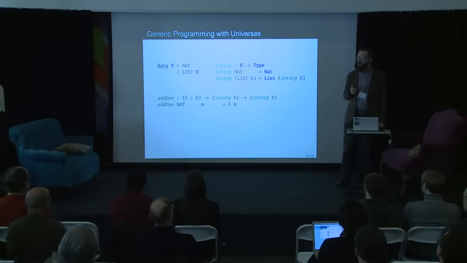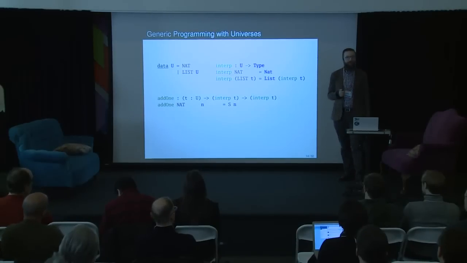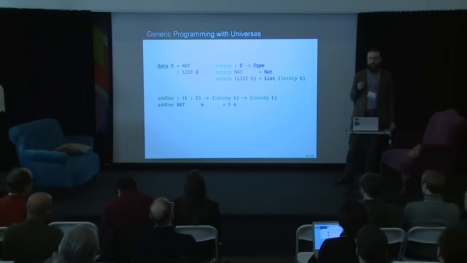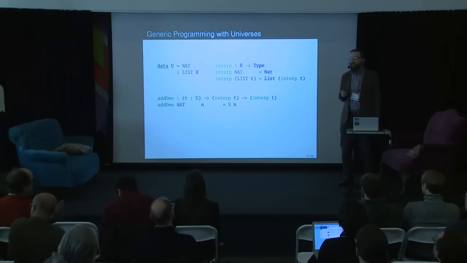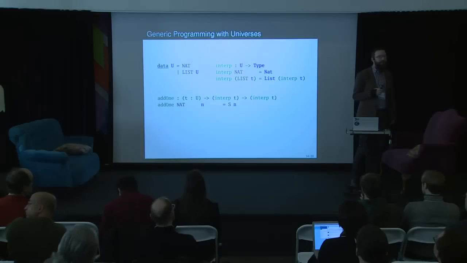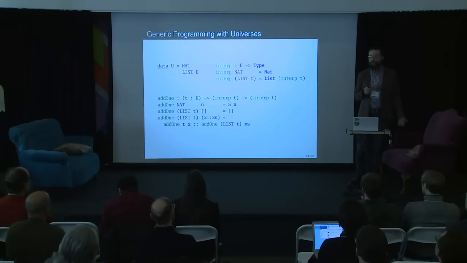So in the first case, we check if our code was a NAT. And if our code was a NAT, then we know that the type of the second argument is actually going to be a NAT again. And so we can apply the successor constructor. This was called suck in Stephanie's talk last night. So we've added one to that argument.